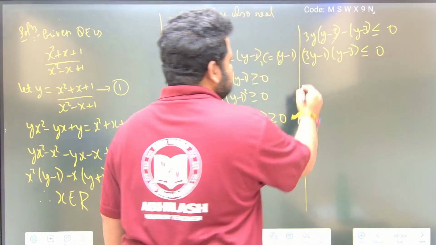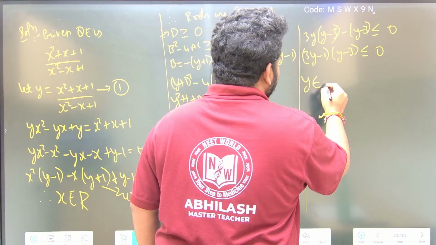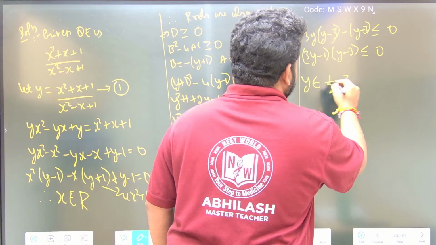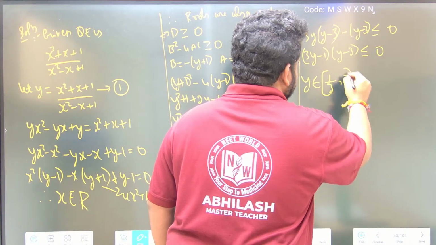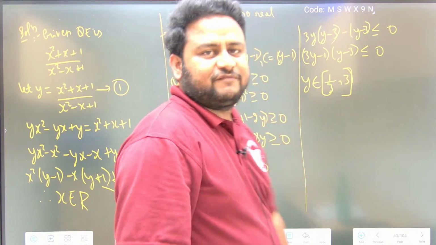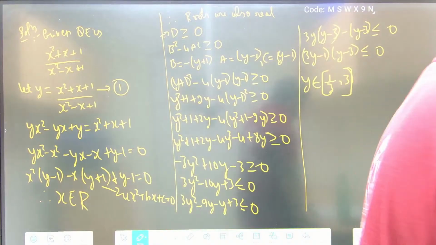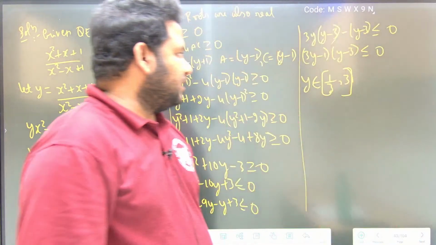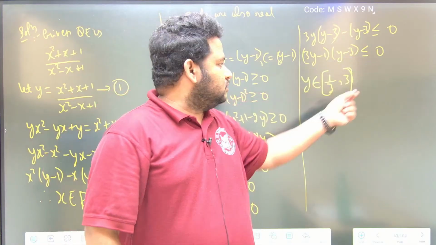Therefore y belongs to what? Therefore y belongs to 1 by 3 comma 3. Y belongs to 1 by 3 comma 3. Clear, friends? This is how you got to solve this question. The range of y is 1 by 3 comma 3. Since it is less than or equal to, it is a closed interval, 1 by 3 comma 3.